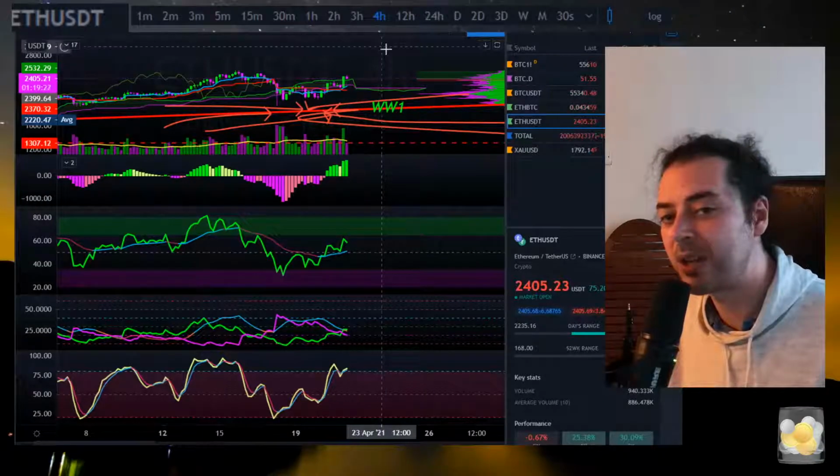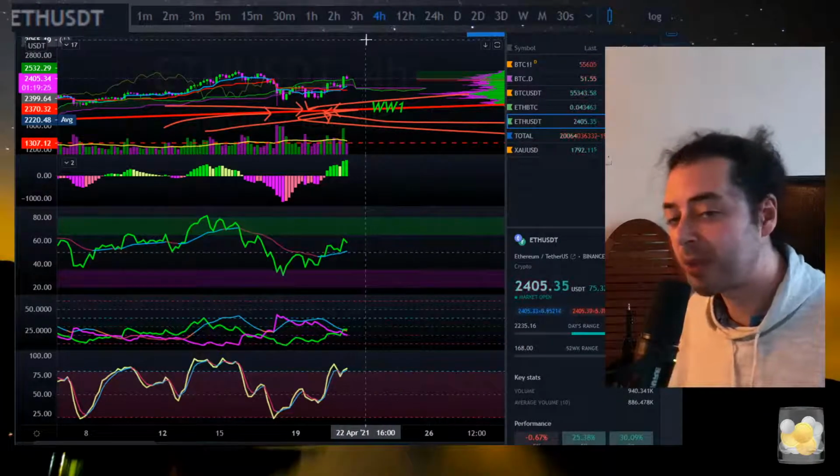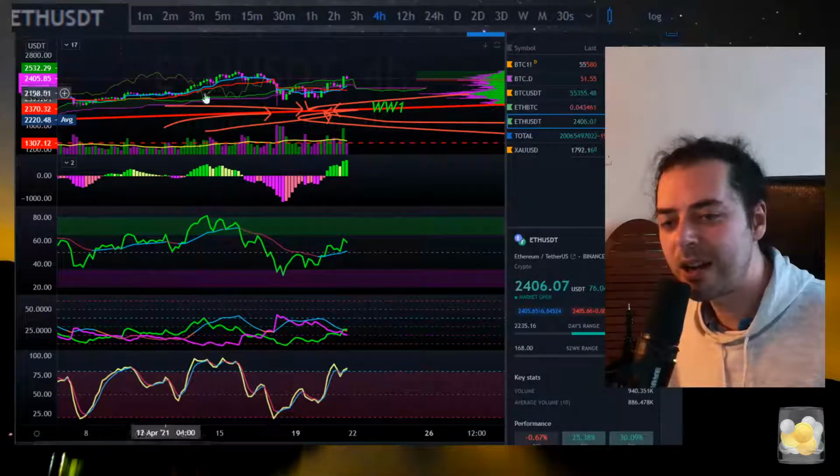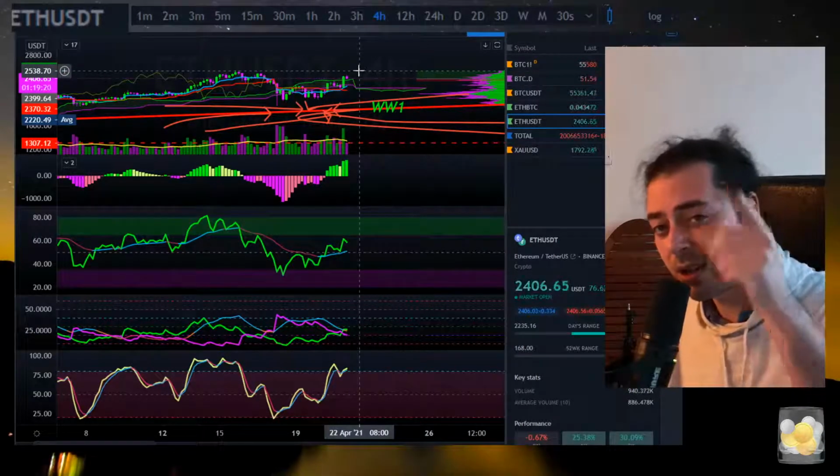It'll be my bullish entry with the same sort of profit taking targets in mind, with the potential to move on up the way towards higher targets, ultimately looking towards $3,000. That's your Ethereum technical analysis.